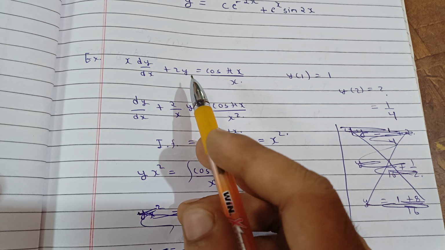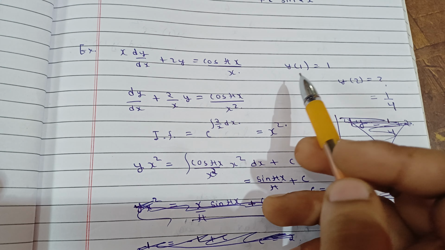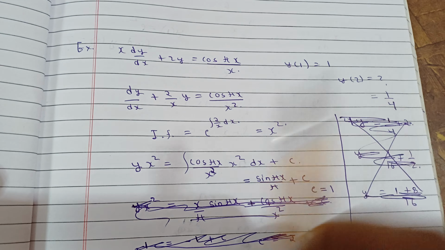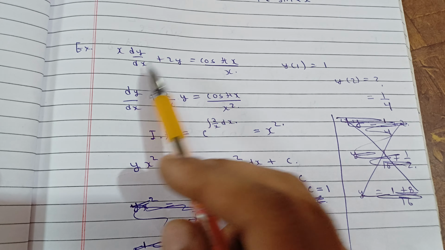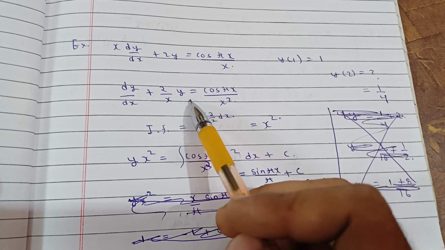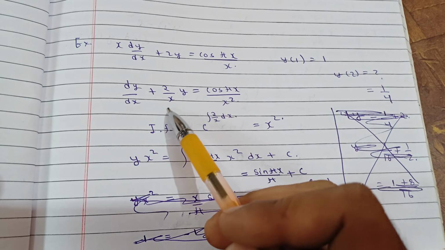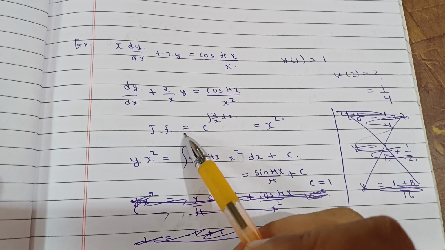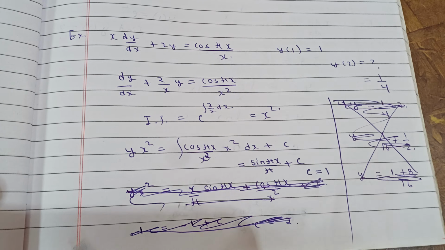x dy/dx + 2y = cos(πx)/x, and an initial condition is given, that is y at x = 1 equals 1. So divide the whole equation by x to make it in the linear form. It will be dy/dx + (2/x)y = cos(πx)/x². So this will be our r(x), this will be our p(x). You can find the integration factor e to the power integral of p dx. It will give you x².